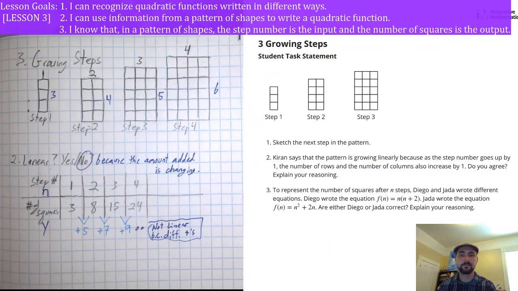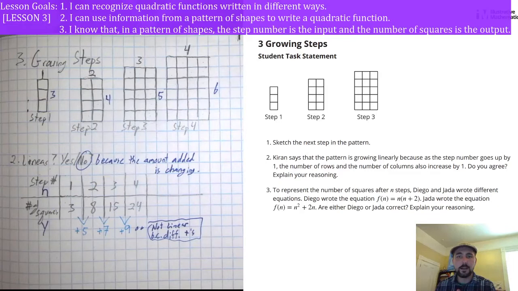Yeah. Okay, number 3. This is going to be a big one. To represent the number of squares after n steps, Diego and Jada wrote different equations. Diego wrote the equation f of n equals n times n plus 2. Jada wrote the equation f of n equals n squared plus 2n. Are either Diego or Jada correct? Explain your reasoning. So this one is going to require a fair amount of thought.